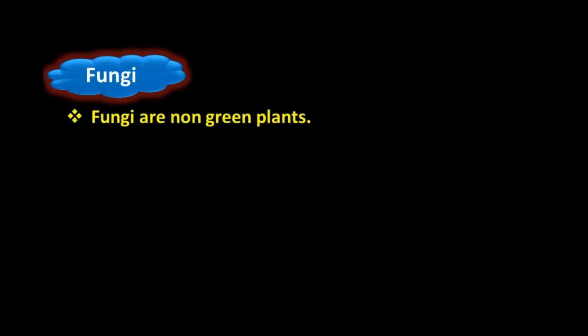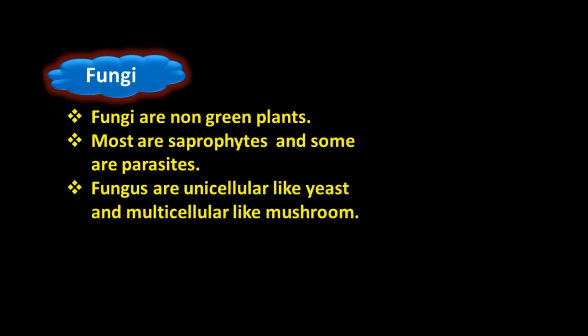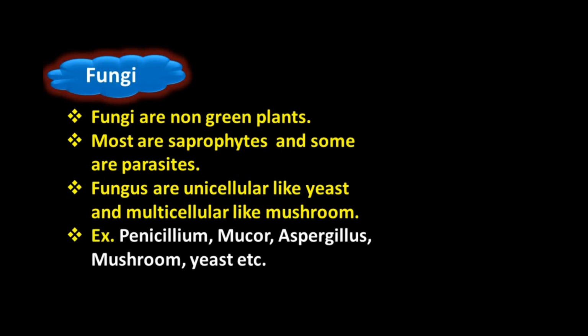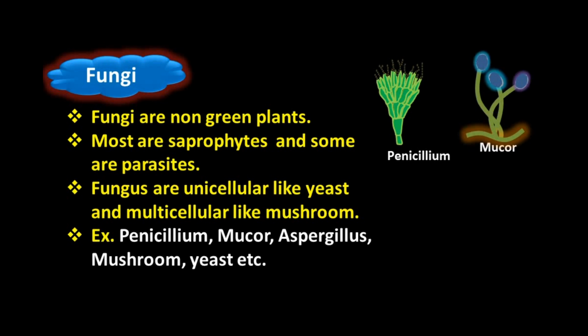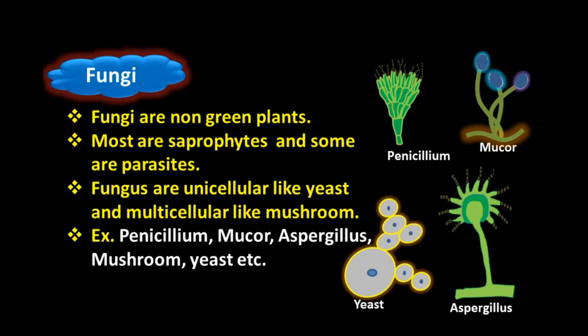Fungi. Fungi are non-green plants. It means they do not have chlorophyll, so they do not make their own food. So these are heterotrophs. Some are saprophytes and some are parasites. Fungi are unicellular like yeast and multicellular like mushroom. Examples of fungi are penicillium, mucor, aspergillus, mushroom and yeast.